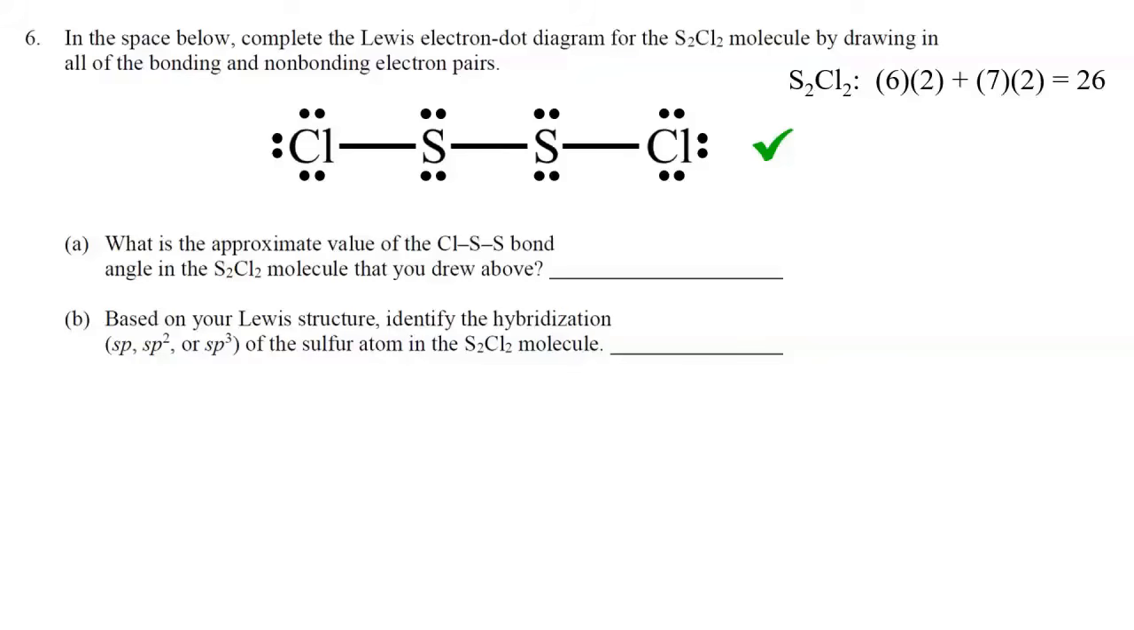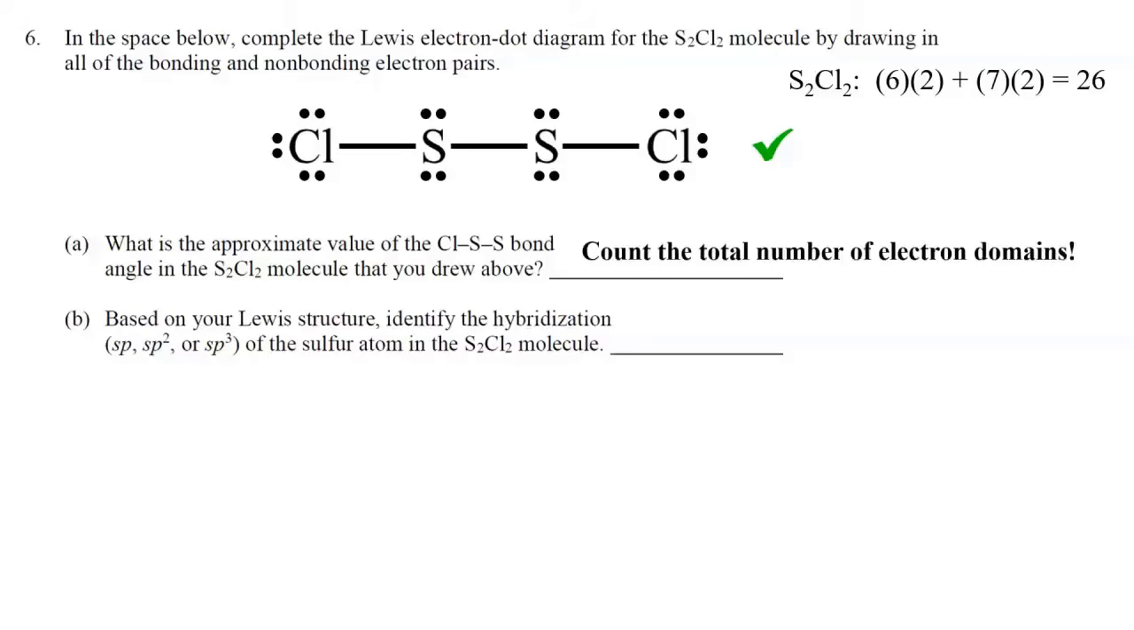Part A says, what is the approximate value of the chlorine-sulfur-sulfur bond angle in the S2Cl2 molecule that you drew above? Now, a Lewis diagram doesn't necessarily show you the actual molecular geometry of the molecule. So just because all 4 of these atoms are written in a straight line does not mean that the bond angle in this molecule is 180 degrees. So how do we figure out the bond angle?